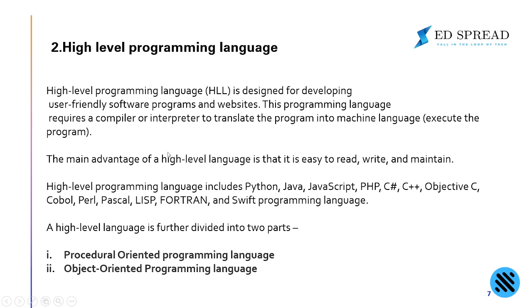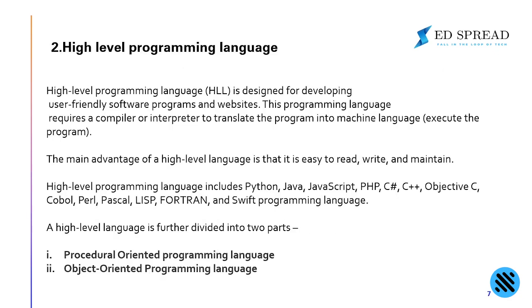Okay, so the main advantage of high level language is that it is easy to read, write and maintain. That is nothing but high level language can be read and written by humans, that is us, right? So we can easily write this. So there are examples of high level programming language written over here. High level programming language includes Python, Java, JavaScript, PHP, C#, C++, and many other programming languages, Swift and Objective-C, right? So I hope you guys understood what is meant by high level programming language.